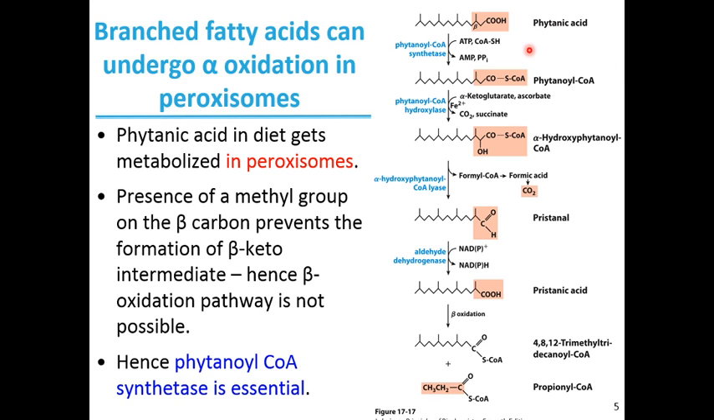If you look closely at this molecule, it has a methyl group on the beta carbon. And a methyl group on the beta carbon of a fatty acid can prevent the formation of a beta keto intermediate. Remember, in the beta oxidation pathway, there is a beta keto intermediate, which is then acted upon by a thiolase.